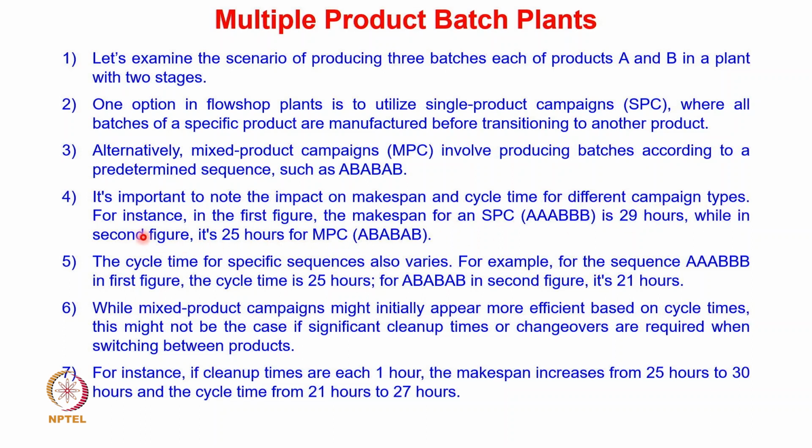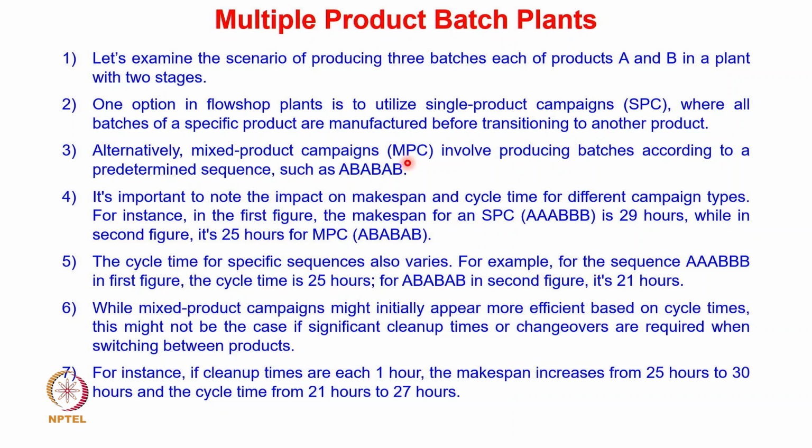It is important to note the impact on the max span and the cycle time for different campaign types. For a single product campaign we have a max span of 29 hours and a cycle time of 25 hours, whereas for the mixed product campaign our max span is 25 hours and the cycle time is 21 hours. So it appears that the mixed product campaign is better, but it is not necessarily always so.